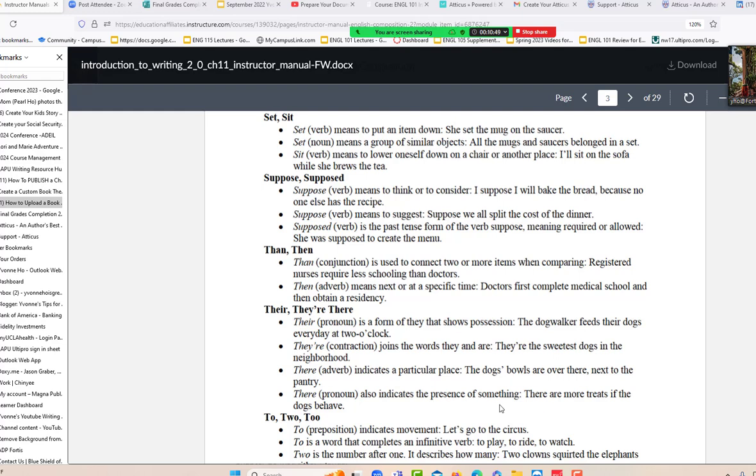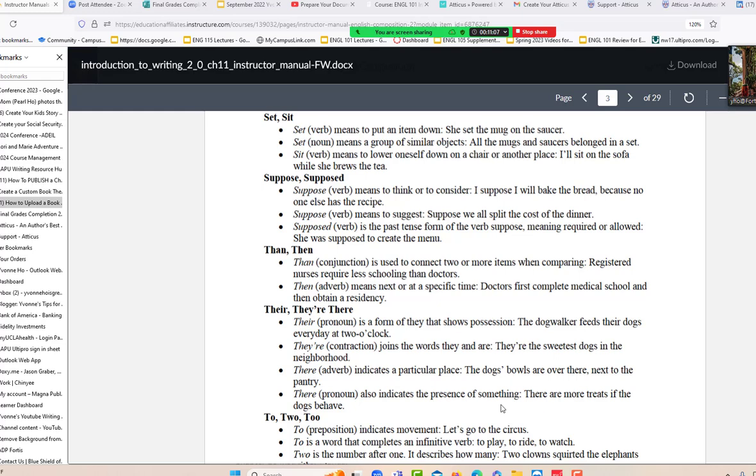There is a form of that. Their is a pronoun, a form of they that shows possession. The dog walker feeds their dogs every day. They're joins the words they and are. They're the sweetest dogs in the world.